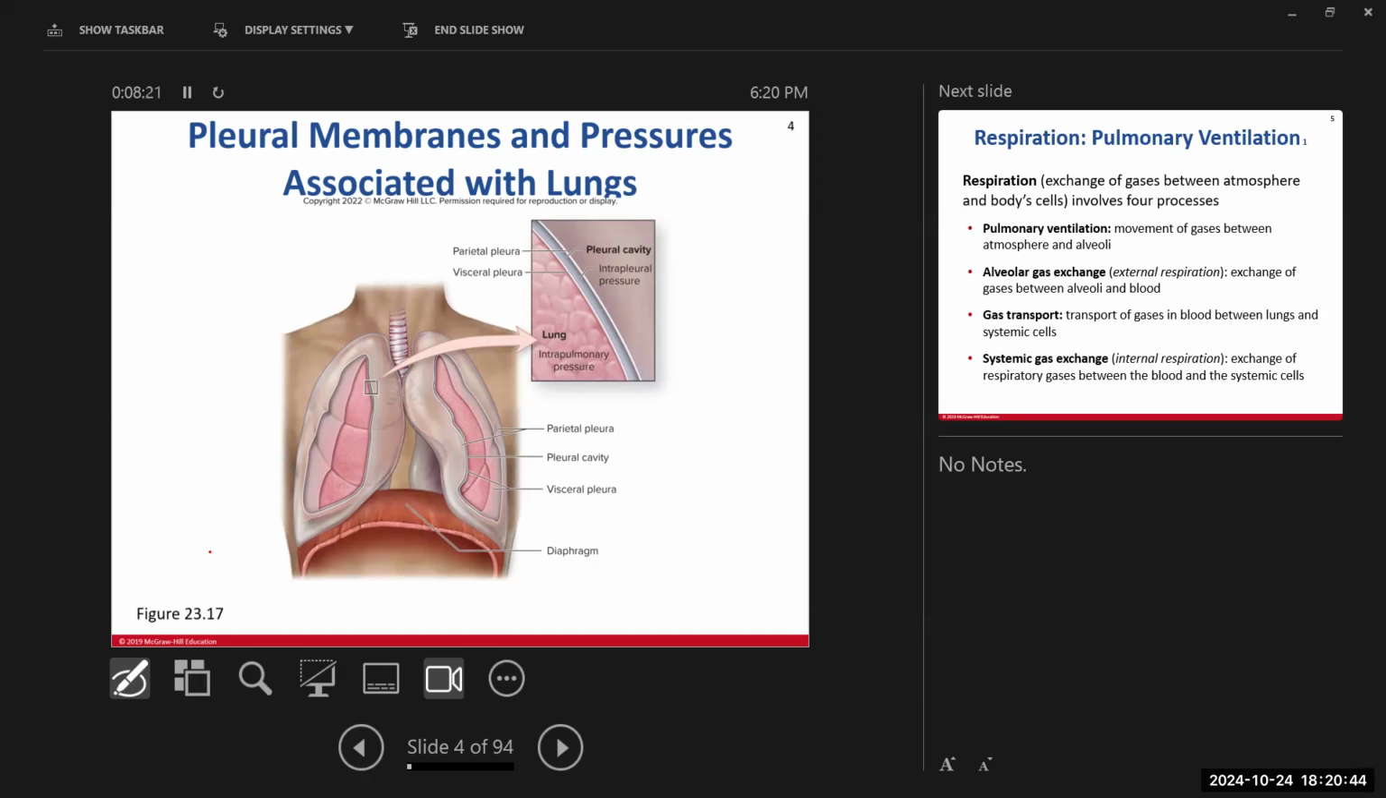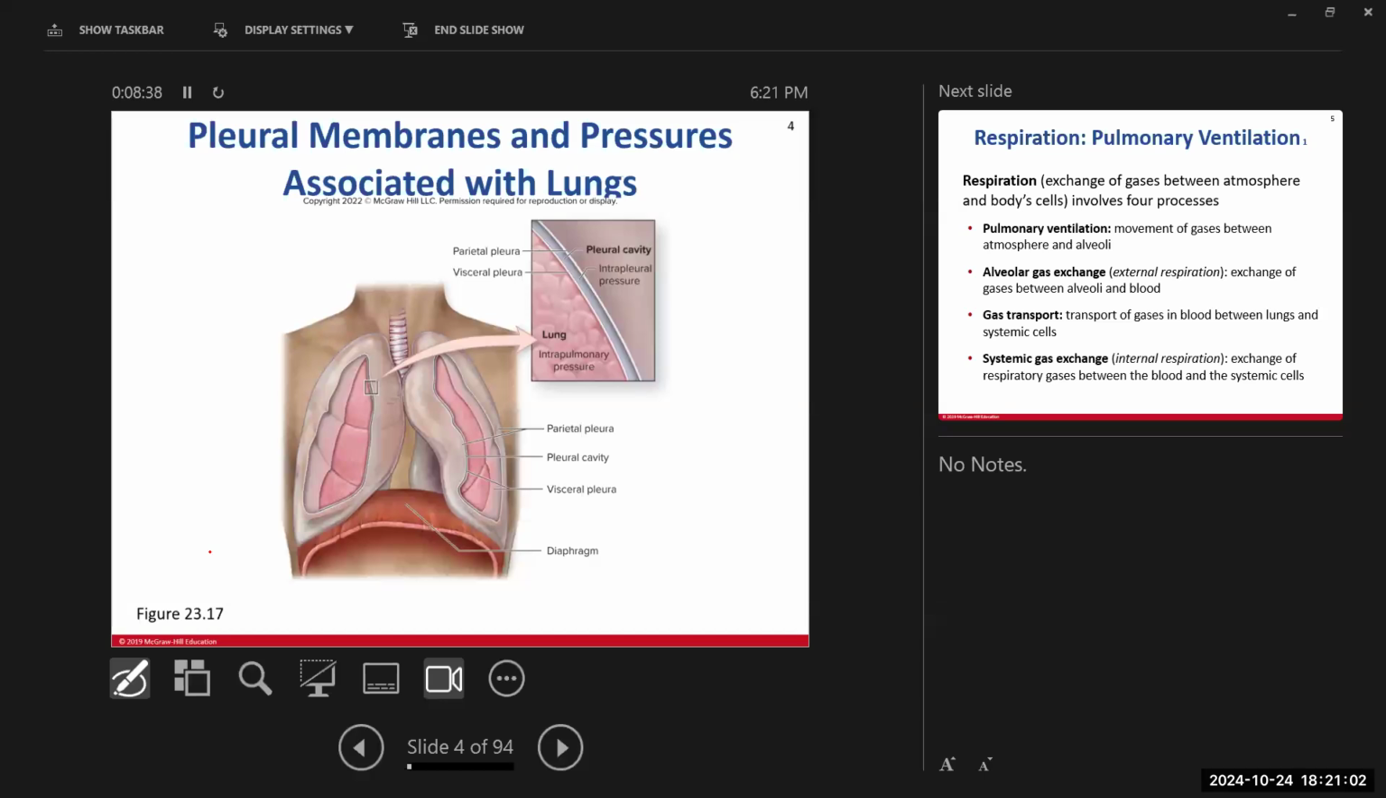I'm talking too fast. I gotta slow down. I'm trying to rush the material. All right. In between those two layers, you have that space, and that's where we're measuring our intrapleural pressure. So this should always be low. If it becomes great, it will push the lungs inward and they can collapse.